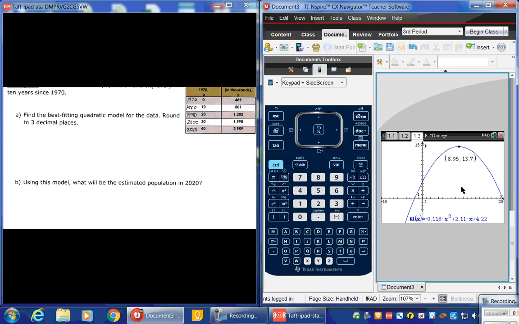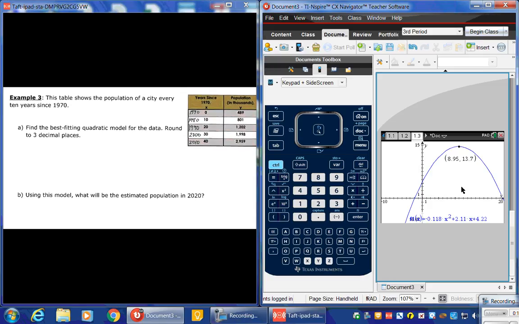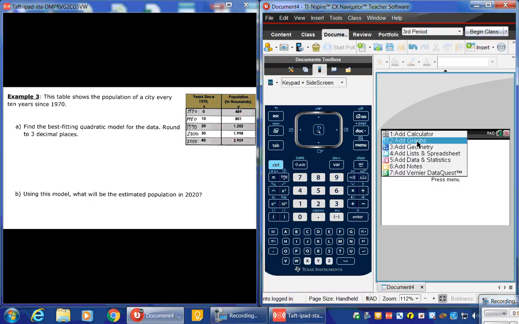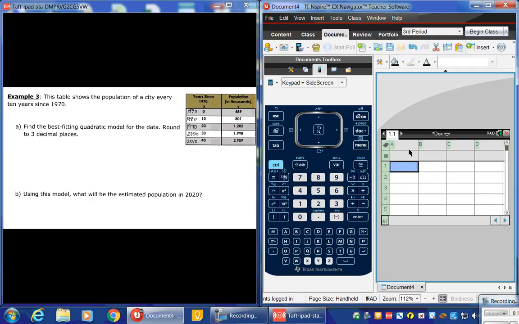So here, A says find the best fitting quadratic model for this data. And again, it asks us to round to 3 decimal places. So let's go ahead and add a new document. No, we don't want to save. I'm going to add a lists and spreadsheet page. Again, we're going to have X and Y. So X, we have 0, 10, 20, 30, 40.